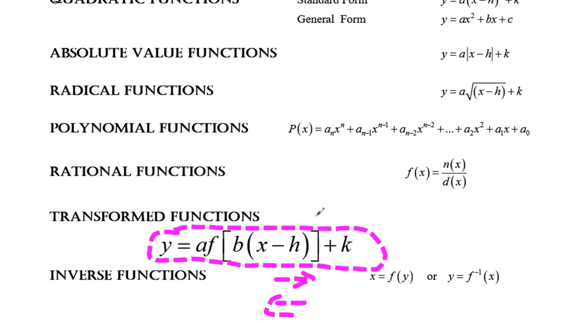K moves us up and down. K makes perfect sense. The only thing we have to worry about with K is whether they write it on the left side of the equation, on purpose to screw with you. Always make sure that you have y equals. So what we have to realize is that H influences X and K influences Y.